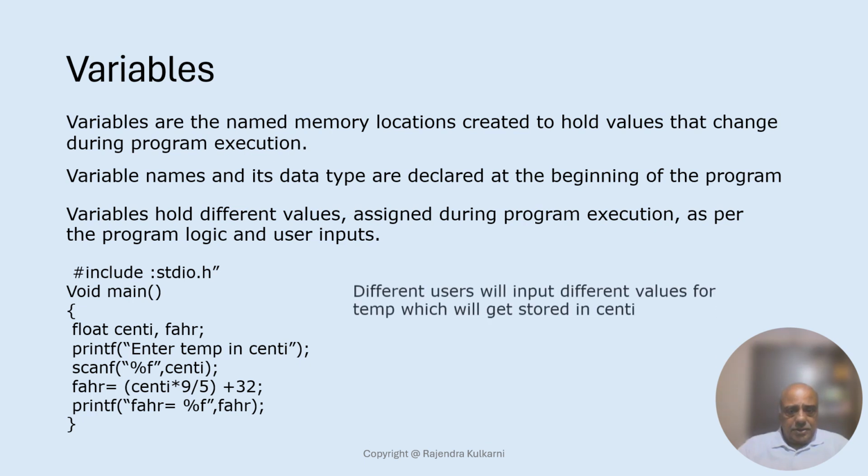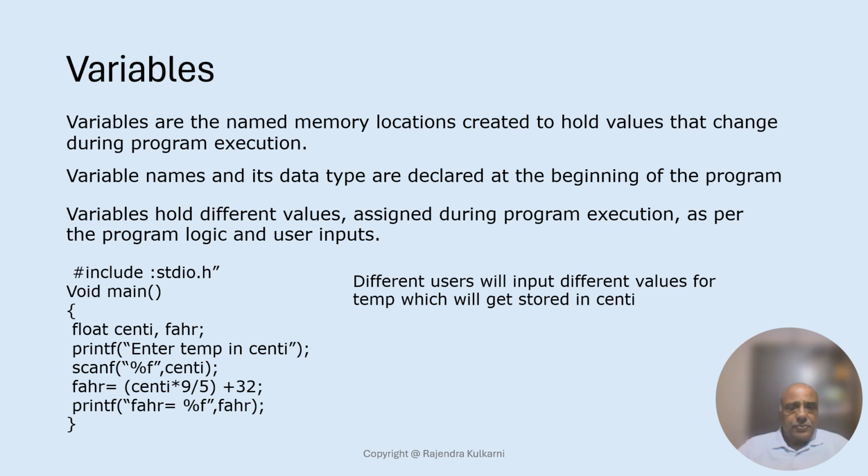Now we can easily see that when this program is distributed to the users, each user will have his own value of temperature in centigrade, which he will like to convert into a Fahrenheit value. So naturally, centi, this variable to which we are assigning the input from the keyboard, will always have different values.